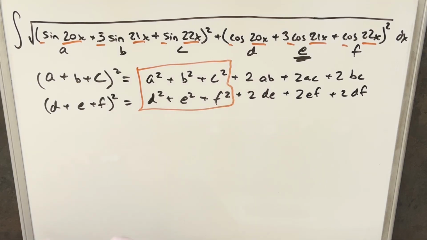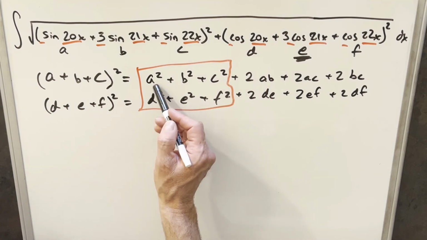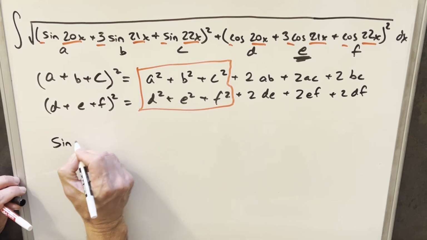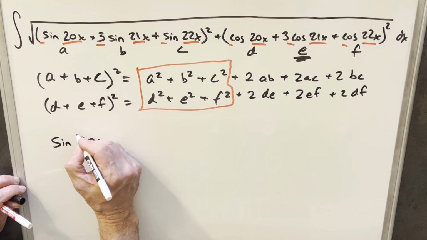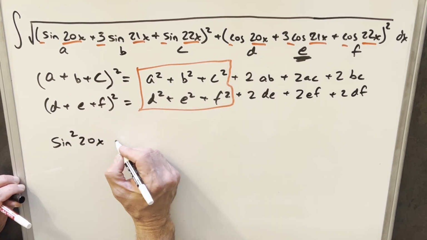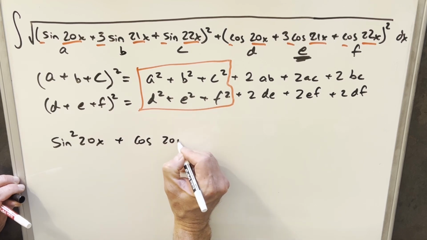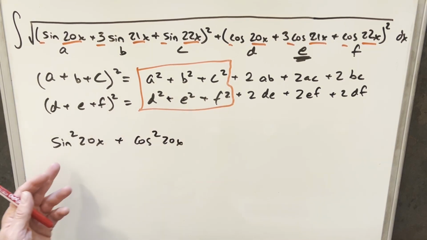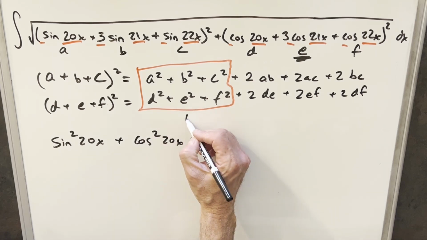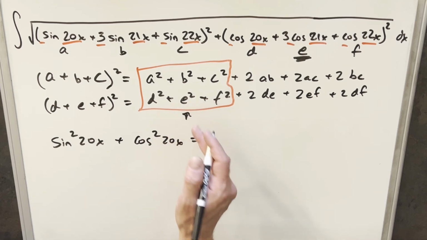And the thing I want to focus on at first here is just these squared terms. And the interesting thing here is, let's just look at one example. If I look at a being sine of 20x, that's going to be squared. And then let's just use our d. D is going to be cosine of 20x squared. Well, this is just sine squared plus cosine squared, so this is going to be 1.